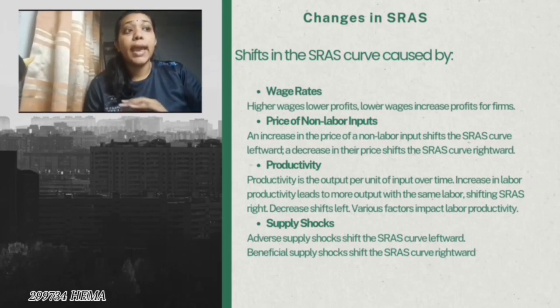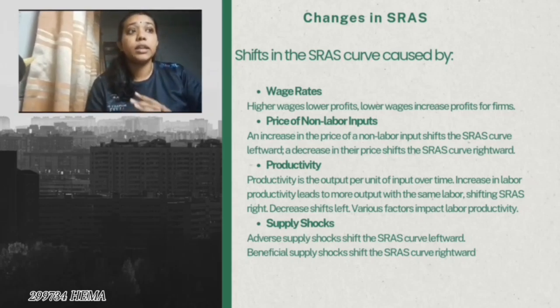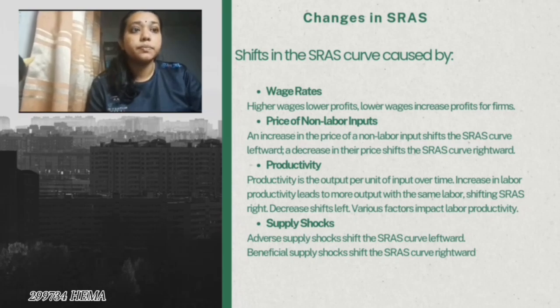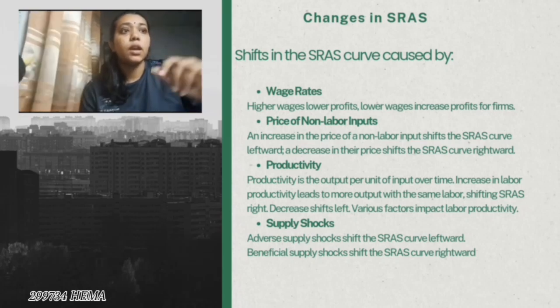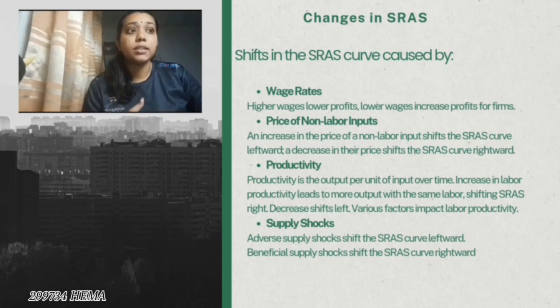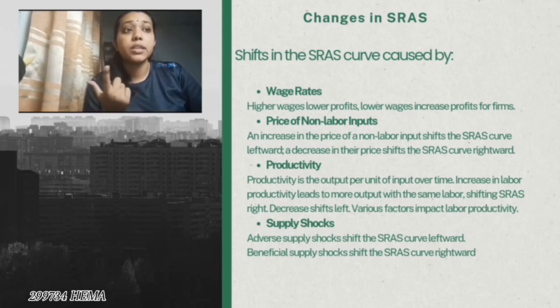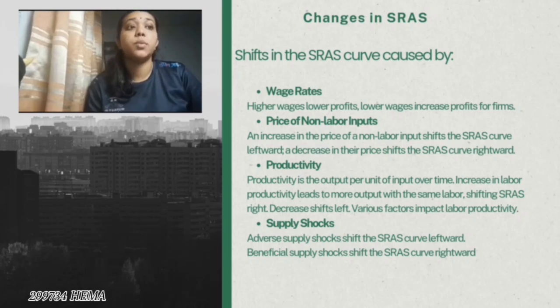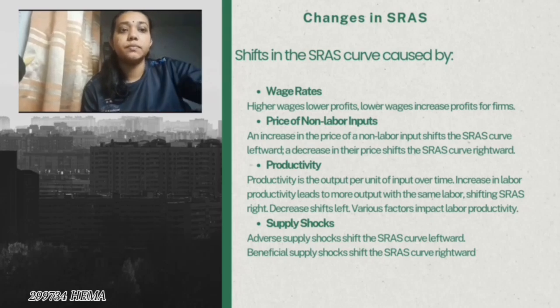There are two explanations for why aggregate supply curves slope upward. The first one is sticky wages and the second one is worker misconceptions. A shift in the SRAS curve may be caused by changes in wage rates, prices of non-labor inputs, productivity, and supply shocks, which include adverse and beneficial.